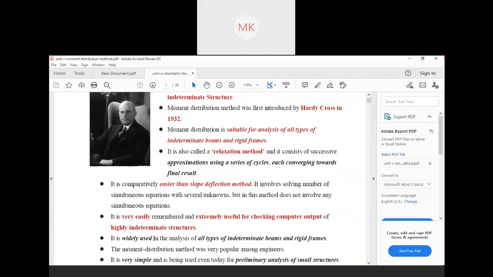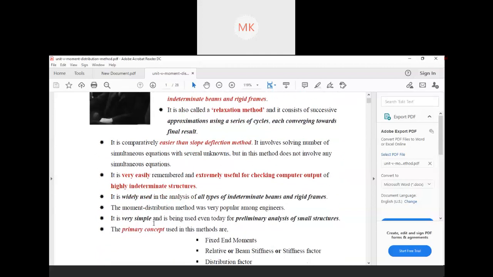It is very easily remembered and extremely useful for checking computer output of highly indeterminate structures. It is widely used in the analysis of all types of indeterminate beams and rigid frames. The moment distribution method was very popular among engineers. It is very simple and is being used even today for preliminary analysis of small structures.